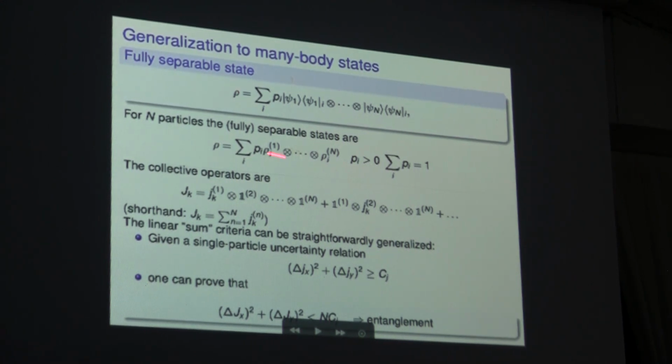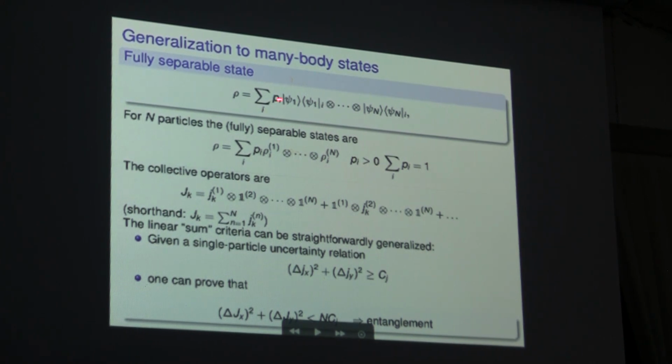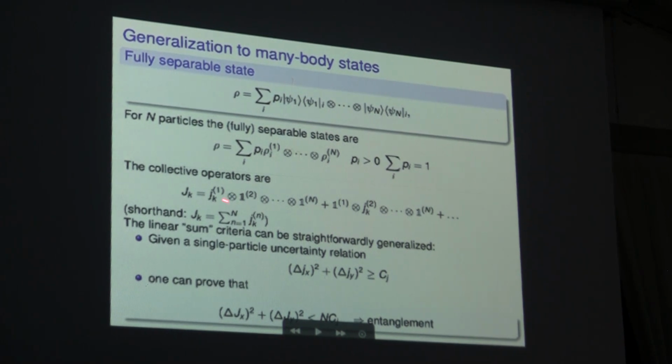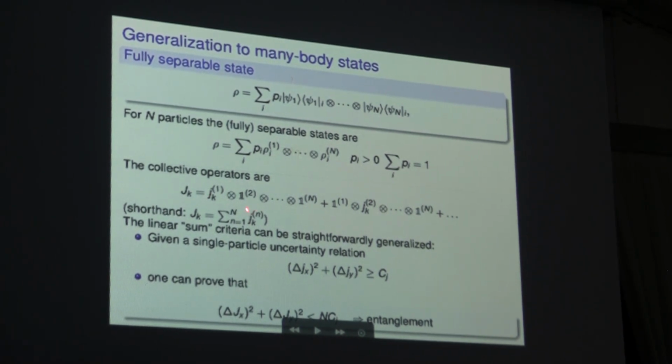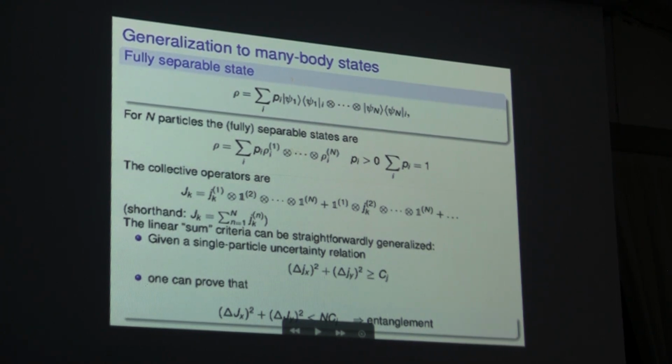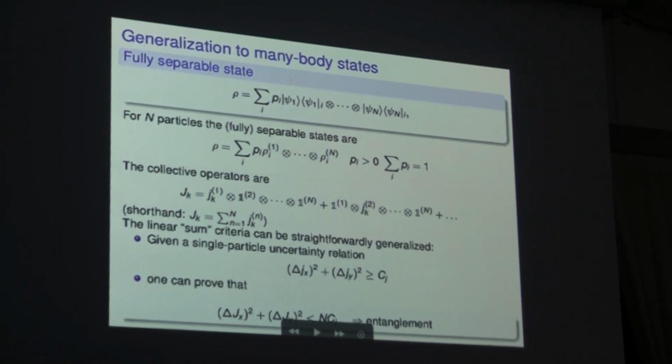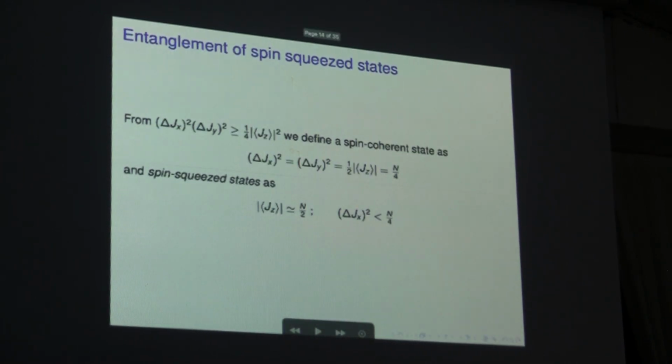All of this can be generalized easily to multi-particle, many-body states. The reasoning is exactly the same. Now the collective observable is the sum of the individual spins and so on. The only difference is that you get n instead of 2 here, as you might very well imagine. So at least for this form of the criterion, it straightforwardly generalizes to n particles.